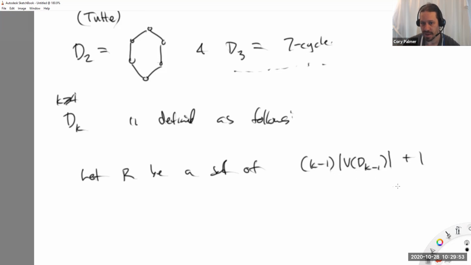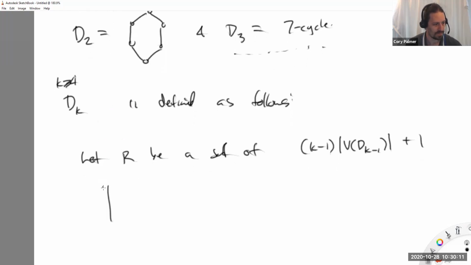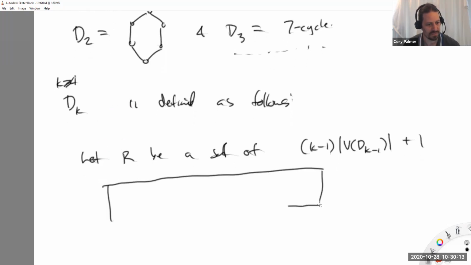This value has a very specific reason for being chosen. It's going to get the pigeonhole principle to kick in, right? You have the product of these two numbers plus 1. It's going to be 1 more than the number of bins, so some will overflow. That's the reason for this number being chosen. Now I've got R, just a set of vertices.